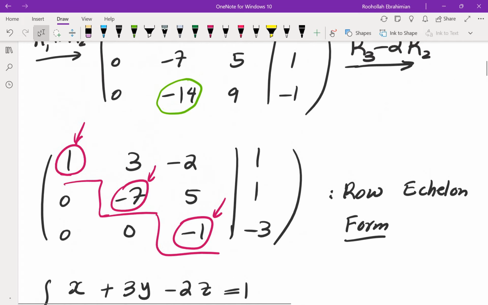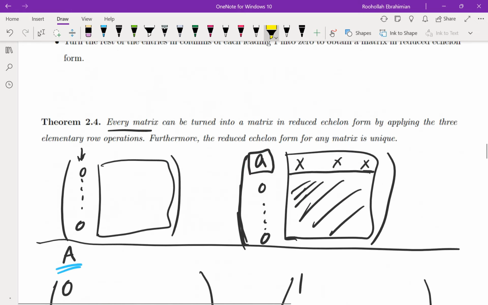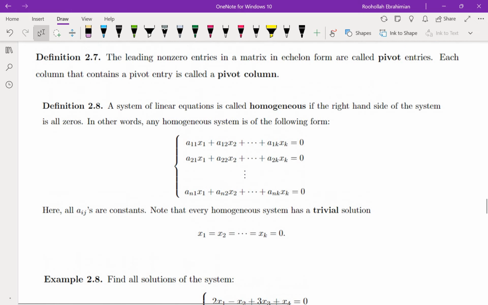So -7 and -1 are pivot entries of this matrix, and the first column, second column, and third column are called pivot columns. Those are important columns. A system of linear equations is called homogeneous if all the constants are 0. So if you have a11x1 plus a12x2 all the way to a1kxk equals 0, all the way to an1x1 to ankxk are all 0. If all of the constants are 0, we say it's a homogeneous linear system of equations.